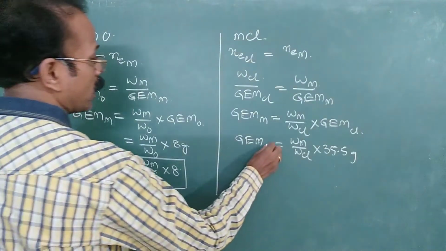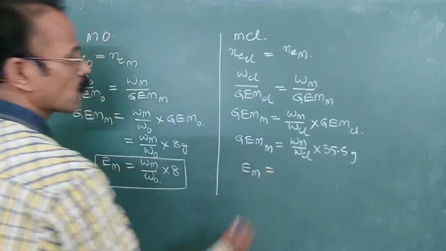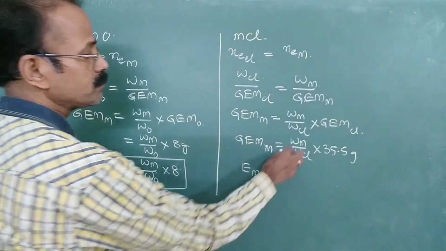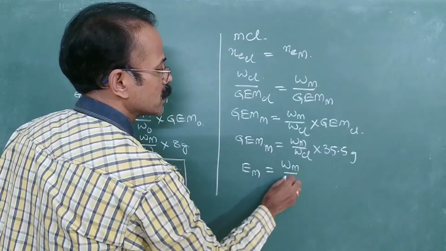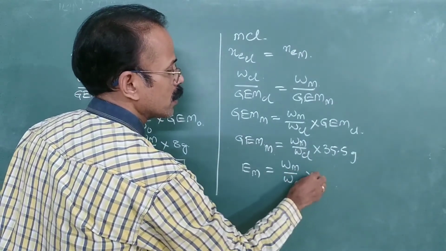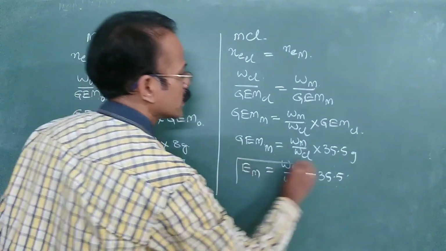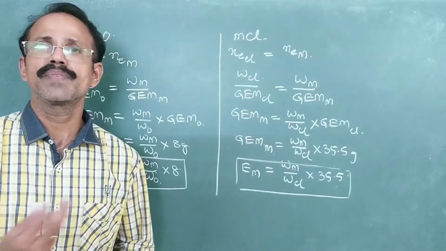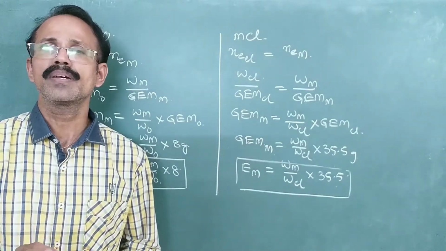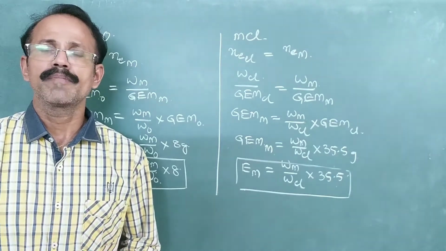Or equivalent mass of an element from its chloride can be calculated by dividing mass with mass of chlorine into 35.5, right? So this is equivalent mass of element from its chloride. So like this we can calculate equivalent mass of an element by using its oxide or chloride.